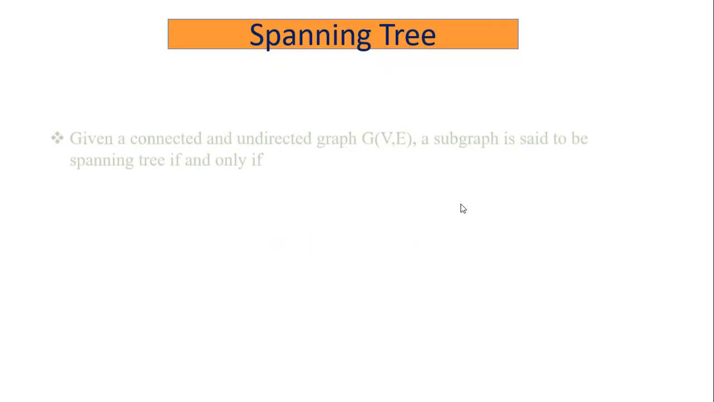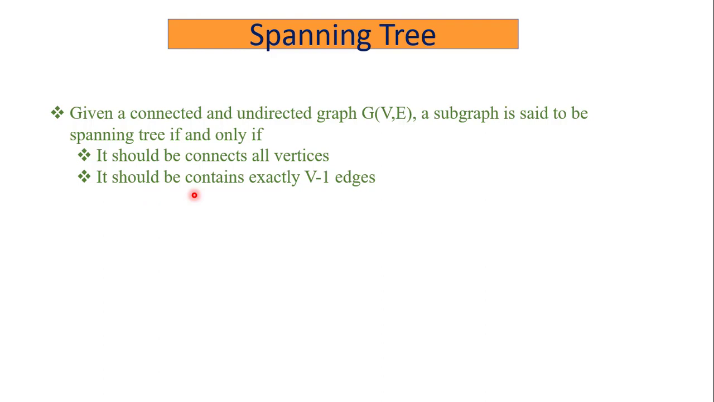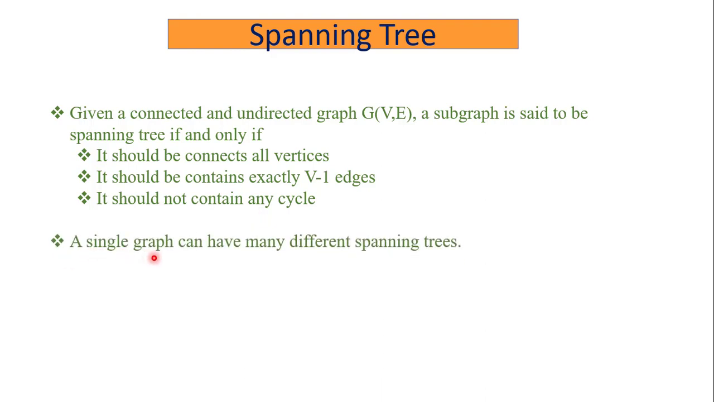What is a spanning tree? Given a connected and undirected graph G(V, E), where V is the set of vertices and E is the set of edges, a subgraph is said to be a spanning tree if and only if, first, it connects all the vertices. Second, it contains exactly V minus 1 edges. And last, it should not contain any cycle. A single graph can have many different spanning trees.